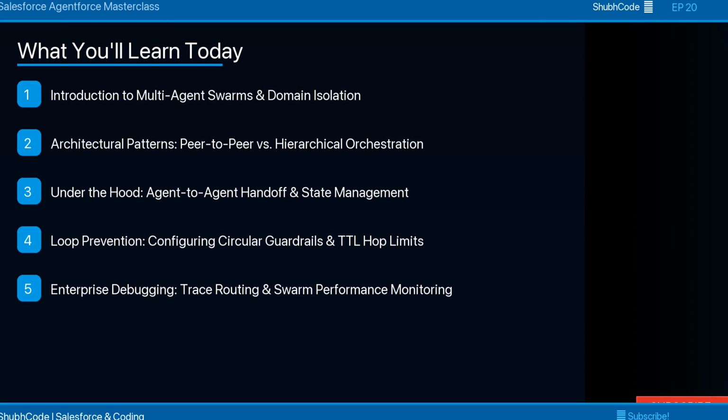Introduction to multi-agent swarms and domain isolation. Then, architectural patterns, peer-to-peer versus hierarchical orchestration. Then, under the hood, agent-to-agent handoff and state management. Then, loop prevention, configuring circular guardrails and TTL hop limits. Then, enterprise debugging, trace routing and swarm performance monitoring. Stay for the last one, it's the piece most tutorials miss.